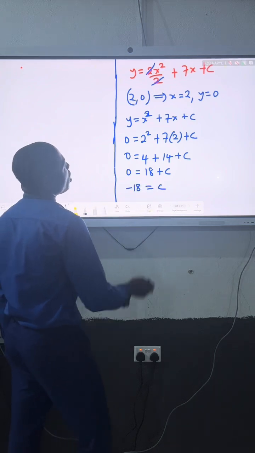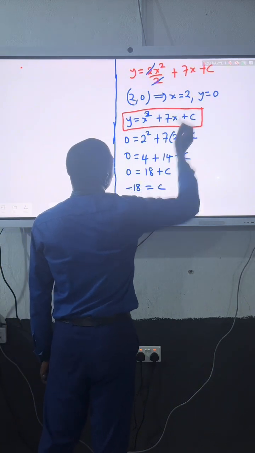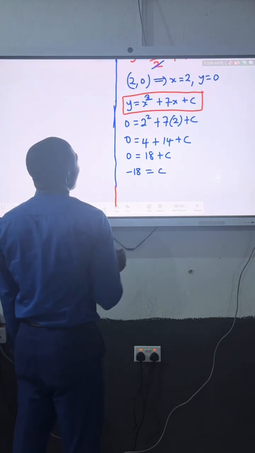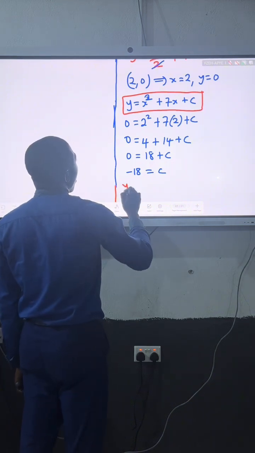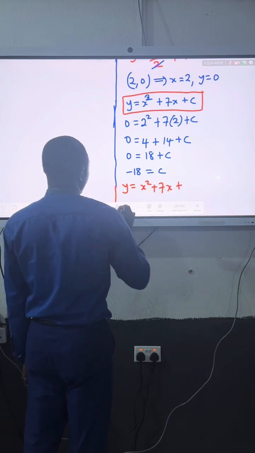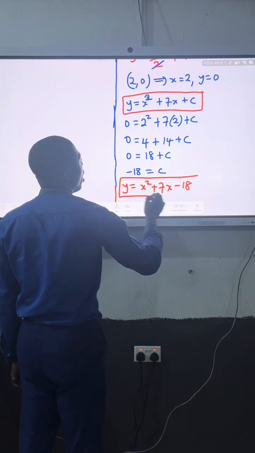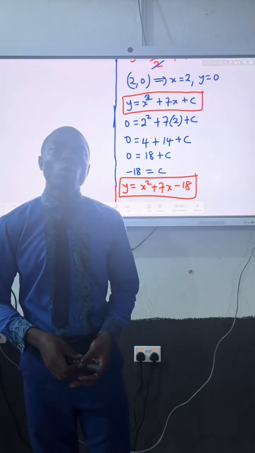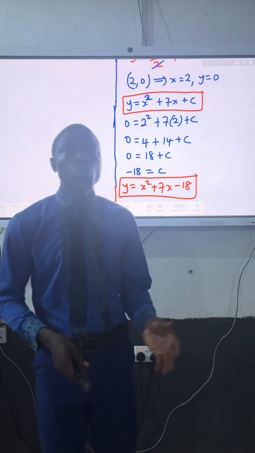Now, just go back and fix it here, and that will be the equation of the curve they are asking you to find. So the required equation of the curve, when the gradient is given as 2x plus 7, is y equals x squared plus 7x. Then instead of plus c now, you write negative 18. So this function we have here is the required equation of the curve when the gradient is given as 2x plus 7, and it has to pass through the point (2, 0).